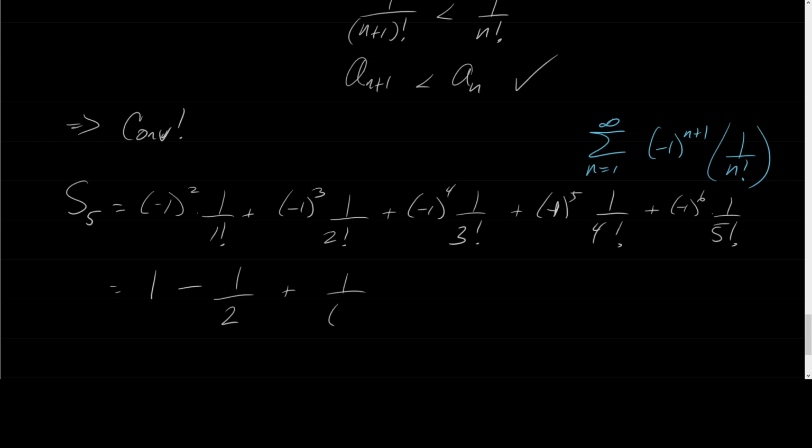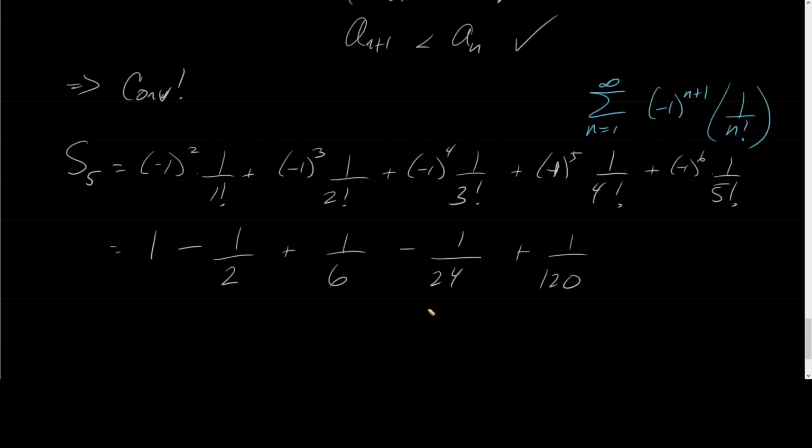3 factorial is 6. 3 times 2 times 1. Negative 1 to the 5th is negative 4 factorial. 4 times 3 times 2 times 1. So in other words, 6 times 4 is 24. Negative 1 to the 6th, positive value. 5 factorial is 120 because it's just 5 times 24.